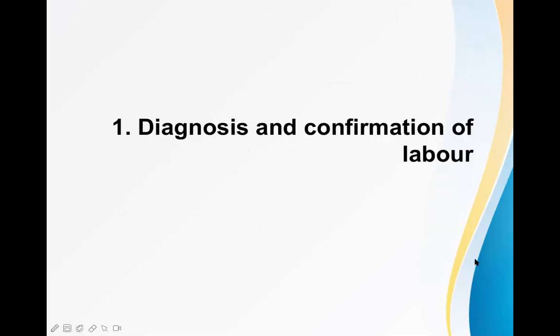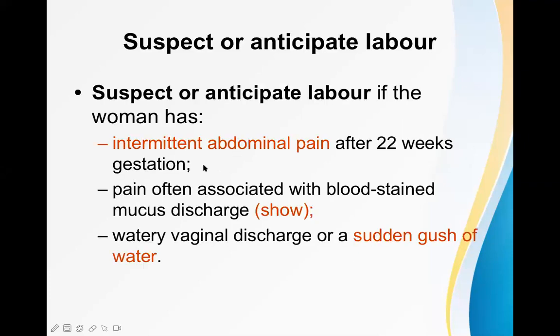Let's start with diagnosis and confirmation of the labor. Please pay attention here. The first thing is, in which case you suspect or anticipate labor. Anticipate means you believe the labor is going to start very soon, or there is a delivery of the baby which will occur very soon. That is anticipation. And suspicion means some symptoms and signs have to be there, and those are, if there is intermittent abdominal pain occurring after 22 weeks of the gestation.